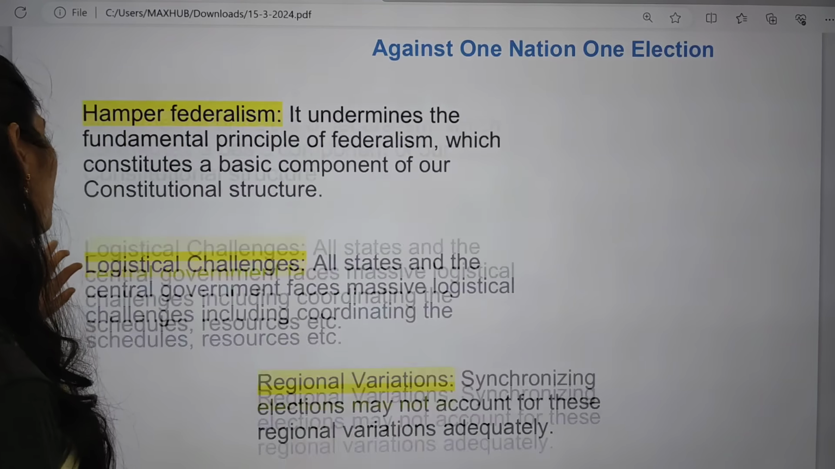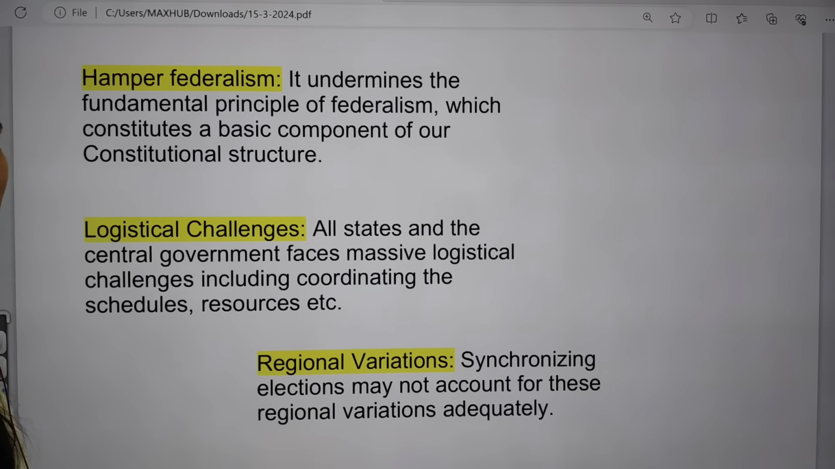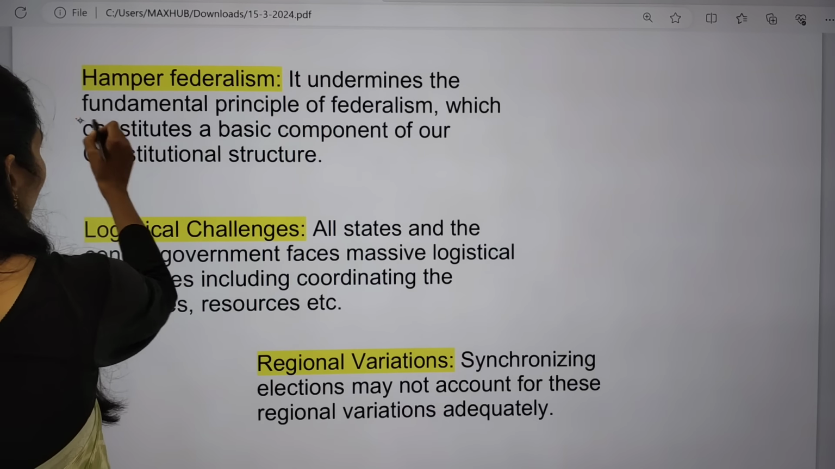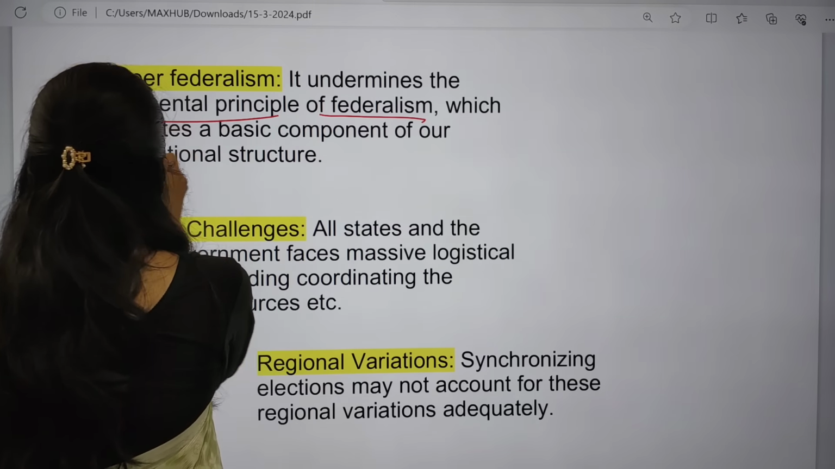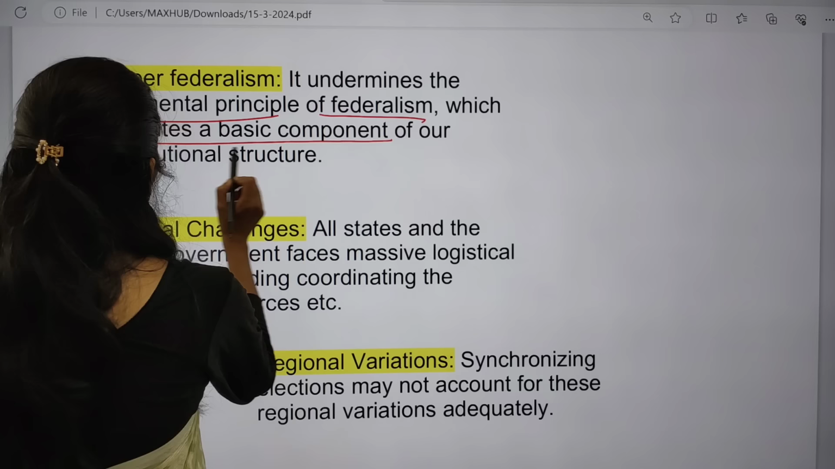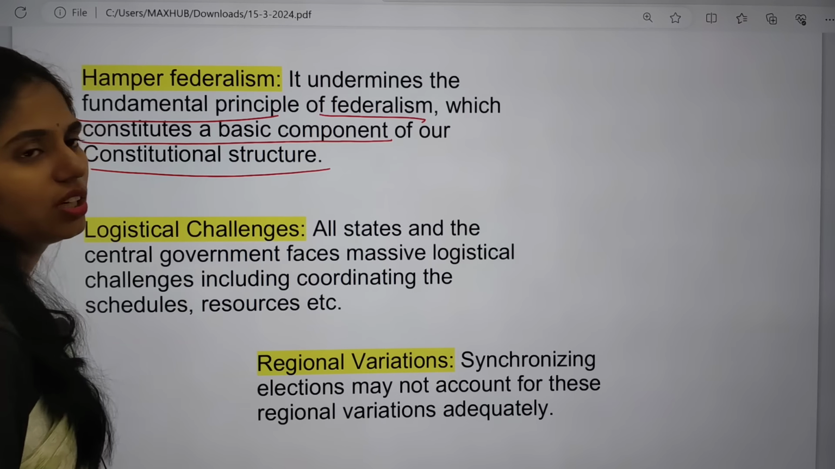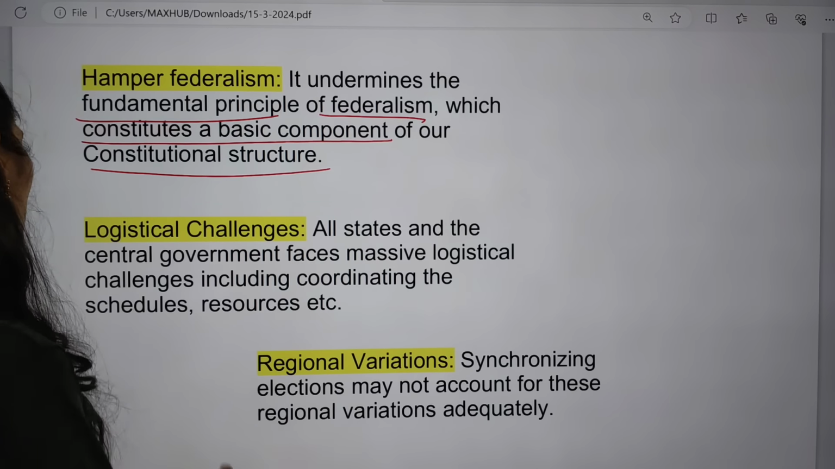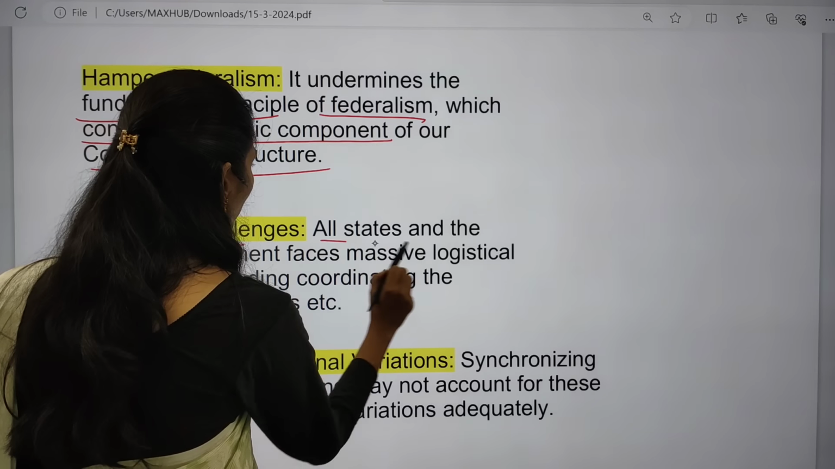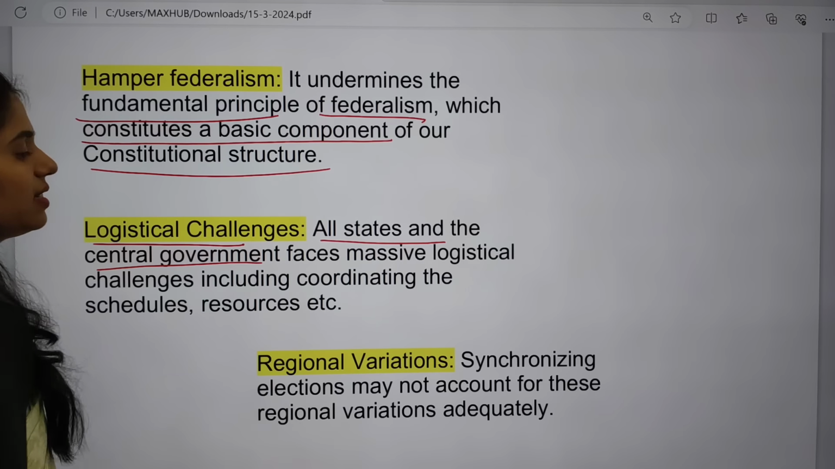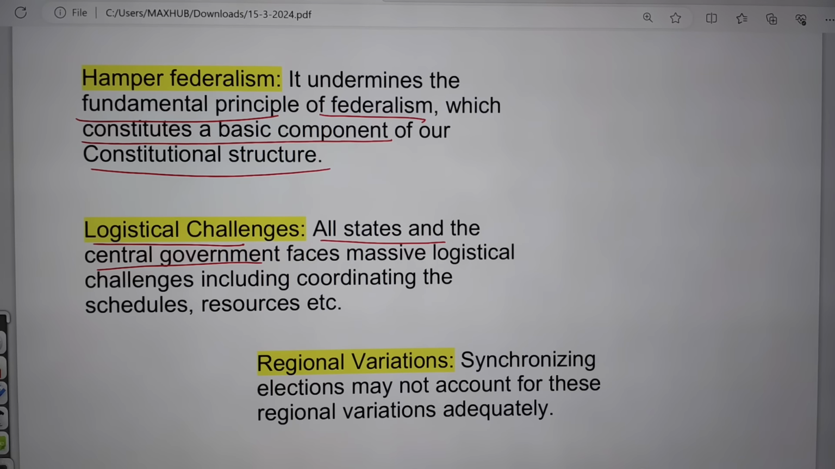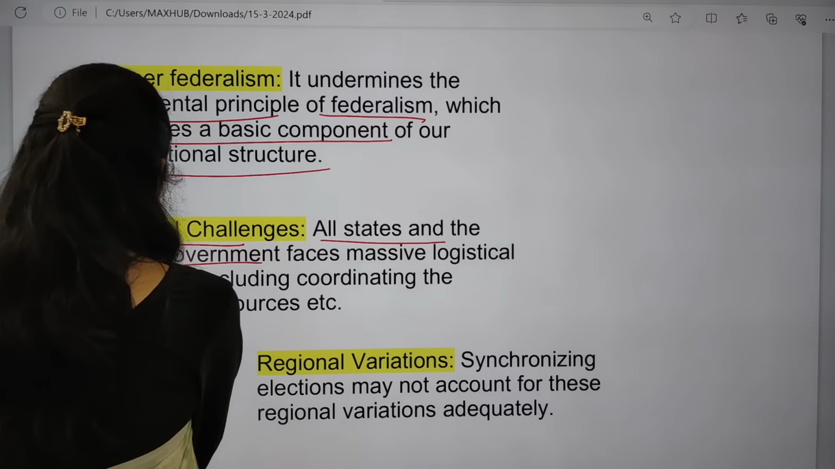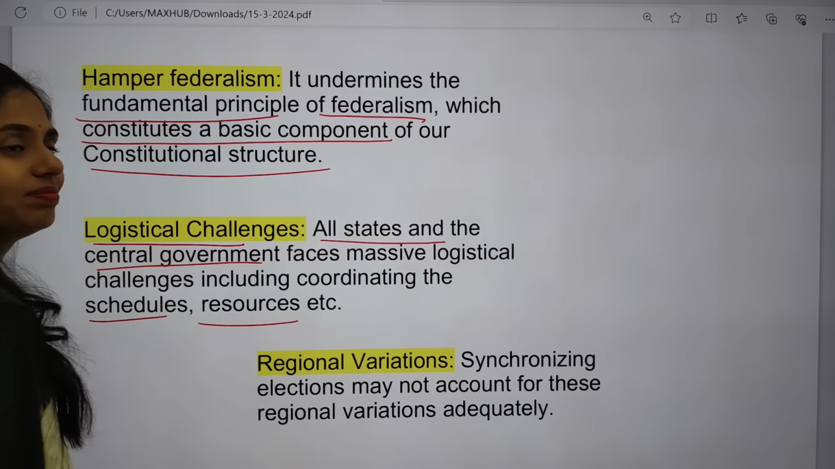The first one is it will be hampering federalism. It undermines the fundamental principle of federalism, which constitutes a basic component of our constitutional structure. So it will be hampering federalism. And next one is logistical challenges. All states and the central government face massive logistical challenges like coordinating the schedules, resources, etc.